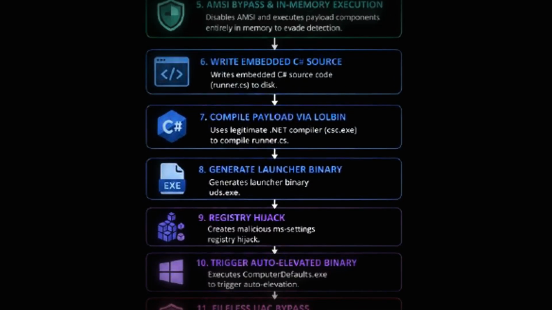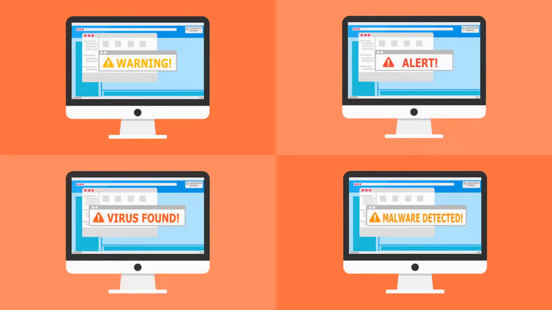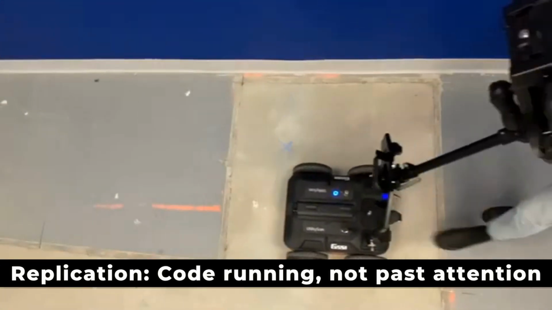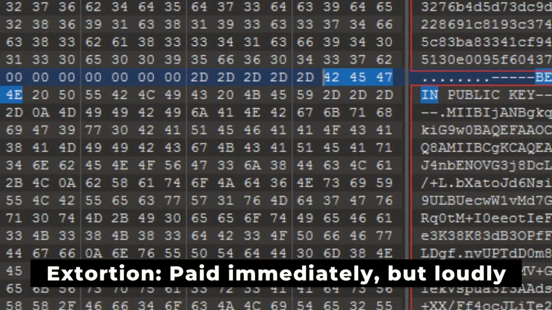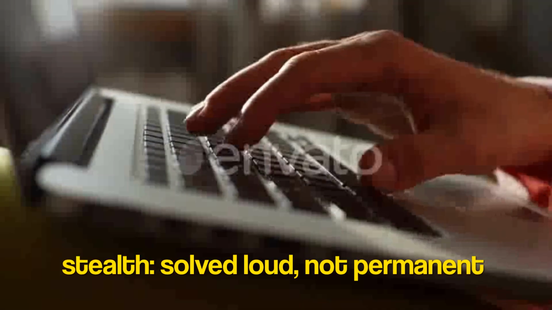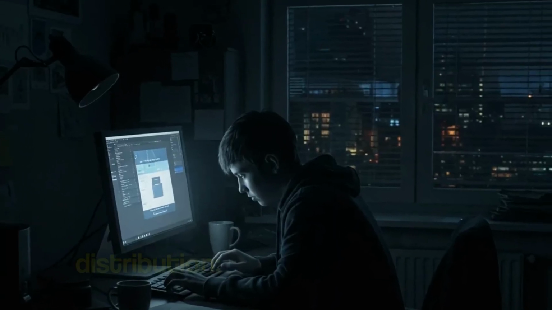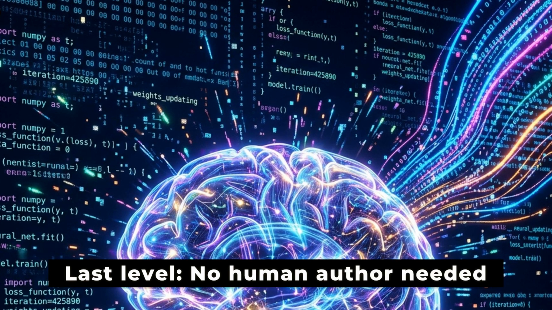8 levels. Not 8 random categories. 8 problems. Each one created by the limits of the solution before it. Replication got code running, but not past attention. Deception got past attention, but not to anything valuable. Extraction got the value, but only slowly. Extortion got paid immediately, but loudly. Stealth solved loud, but not permanent. Persistence solved permanent, but one victim at a time. Distribution solved one at a time, but still needed a human author. And the last level didn't even need that.